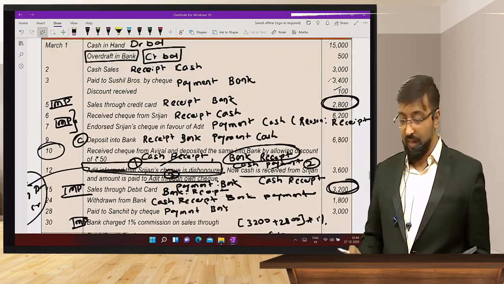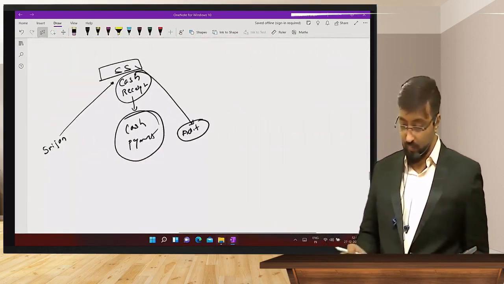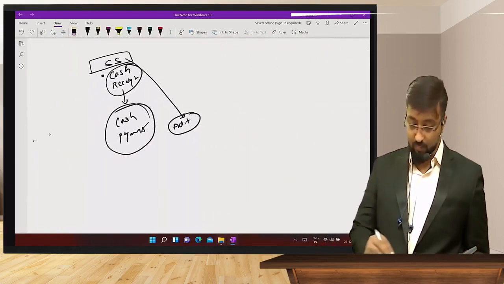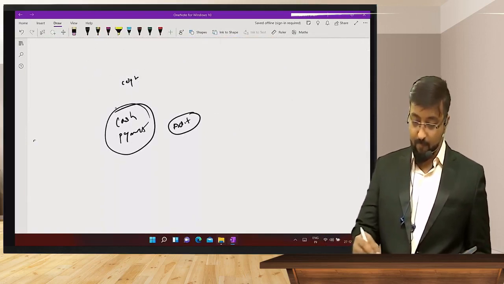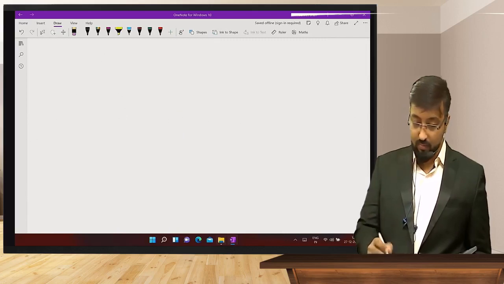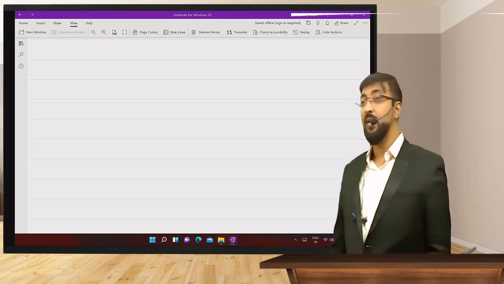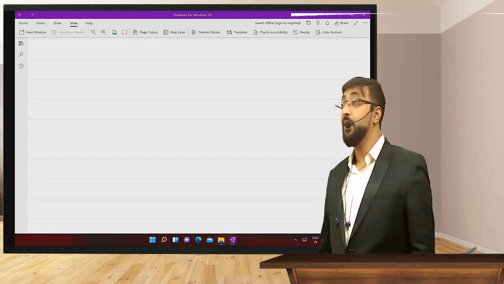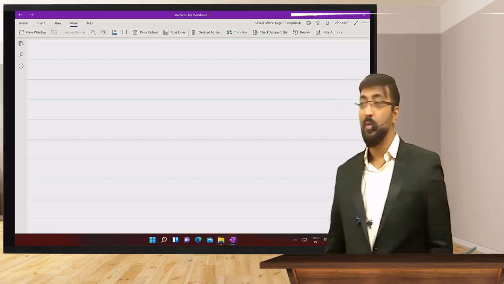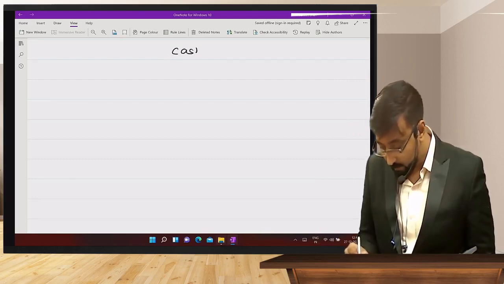Chalo. Again, the same problem. Cash book, beta. You are finding this problem easy? After explanation, beta? Before explanation, after explanation. Why? Cash book.